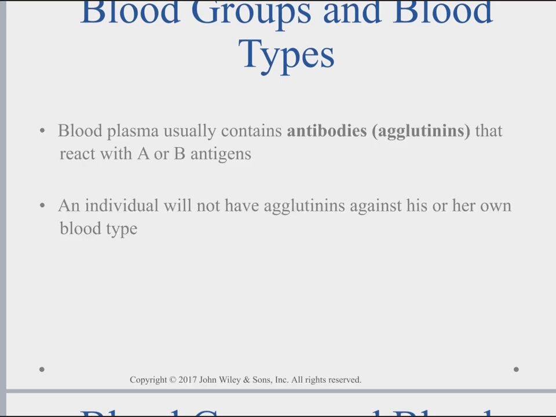Blood groups and blood types continue. Now, blood plasma usually contains antibodies. These are also called agglutinins. They react with A and B antigens. This is what we just got finished talking about on our last slide. An individual will not have agglutinins against his or her own blood type. So again, refer back to our last slide for detailed information on those surface marker proteins as well as the anti-A and anti-B antibodies present in serum and plasma.